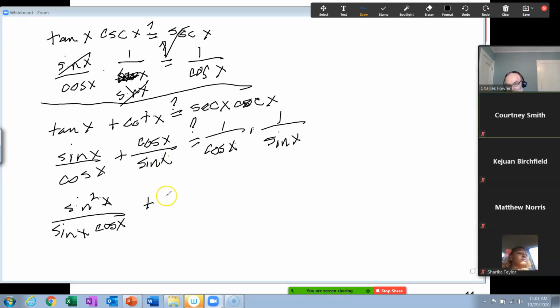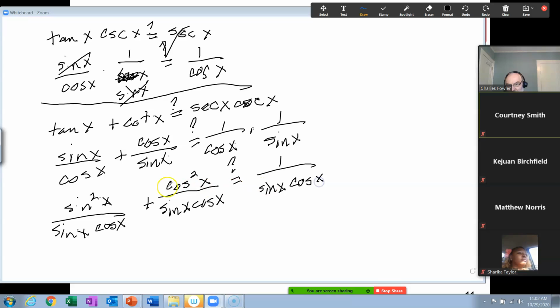Plus, to get the same denominator here, sine x cosine x, what you had to do was multiply the denominator by cosine x, so you multiply the numerator by cosine x as well. That gives you cosine squared x. Okay? Now the question is, is that the same as this? Well, this is a multiplication. All you do is multiply the numerators together, 1, and multiply the denominators together, sine x times cosine x.